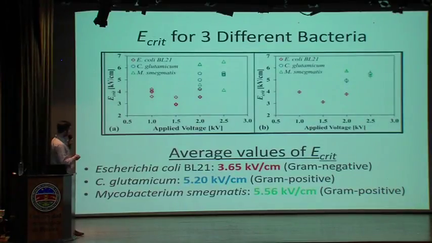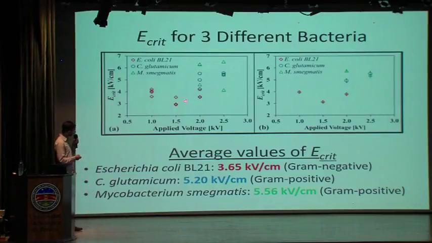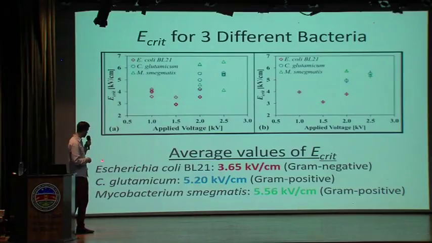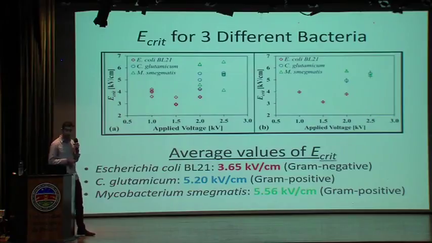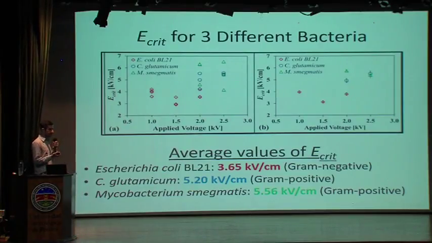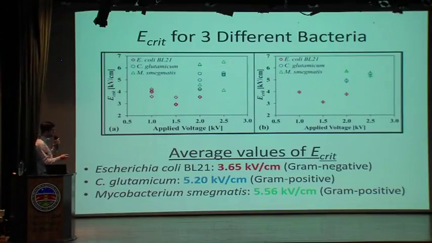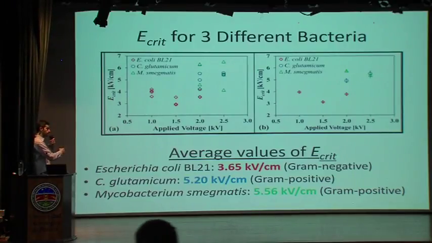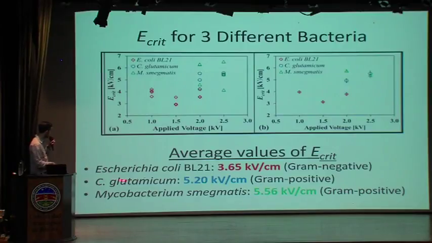Okay, so this is some data for 3 different bacteria. The critical electric field for 3 different bacteria, E. coli, Corynebacterium glutamicum, and Mycobacterium smegmatis, are all plotted here. Each one of these bacteria has some important applications. E. coli is used in many biological studies of protein expression. So, for example, if you want to study how a certain bacterium takes up and expresses a certain protein under different conditions, then you would use this E. coli.